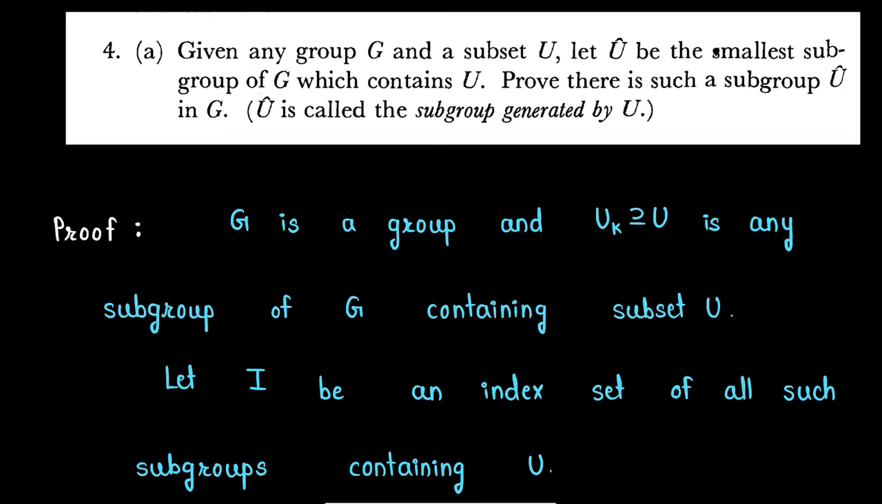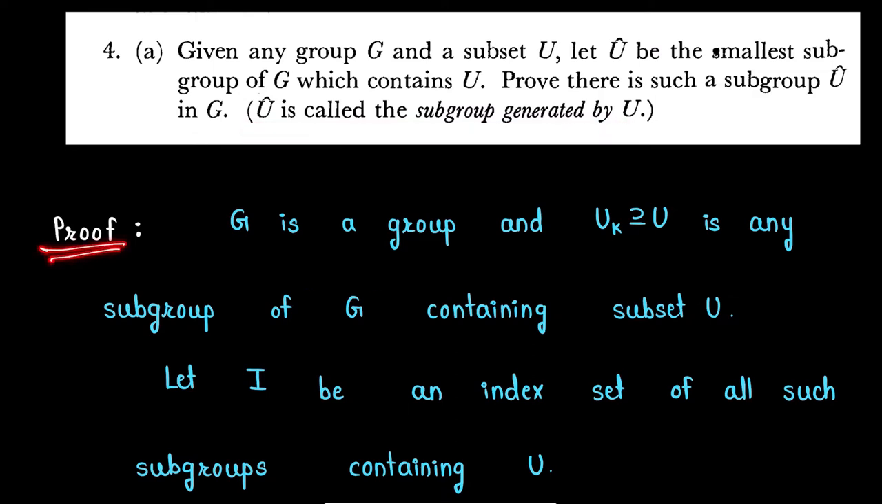Hello friends, in this video I am going to solve an exercise question from the book Topics in Algebra. This question consists of two parts. Part A: given any group G and a subset U, let U cap be the smallest subgroup of group G which contains U. Prove that there is such a subgroup U cap in group G. We call this U cap the subgroup generated by U.